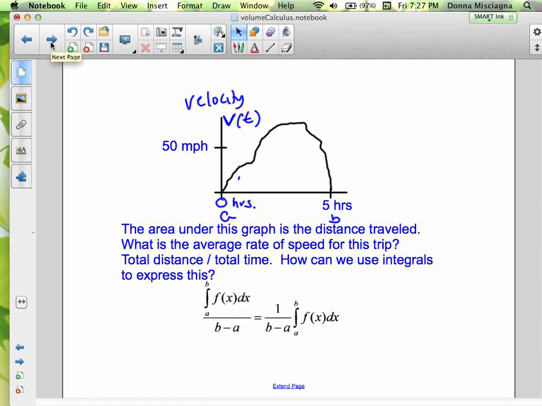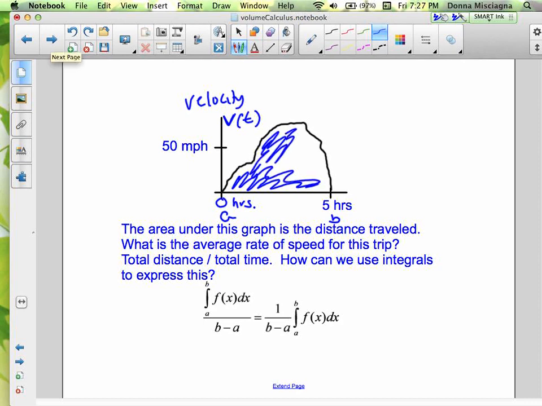All right, so here we have velocity, v of t, and we have learned that the area under this curve is the total distance traveled. But what's the average rate of speed for this trip? Right, so now I'm not looking at the total distance like we looked at with area under the curve. I'm looking for average speed, the average rate of speed for this trip. Right, so I'm looking for the average of this integral here.